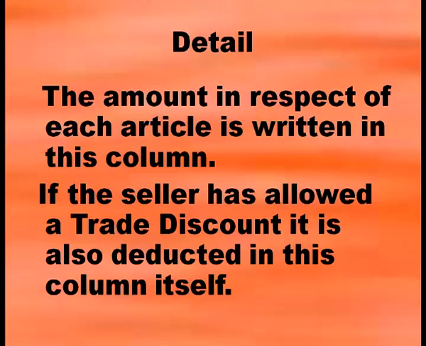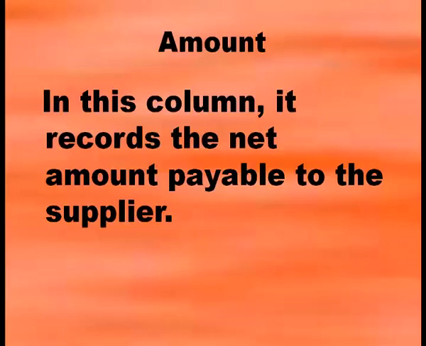The amount in respect of each article is written in the details column. If the seller has allowed a trade discount, it is also deducted in the details column. Amount, the last column, records the net amount payable to that concerned supplier.